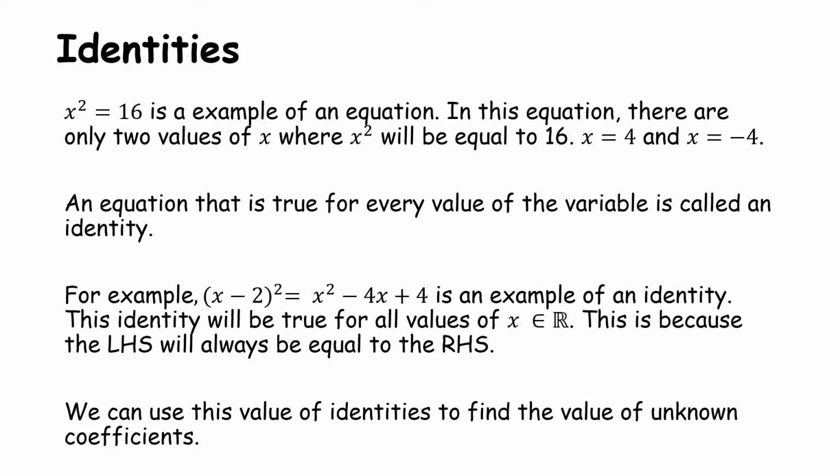If you look at that example there, you'll see that the left hand side is the same as the right hand side. We're going to be able to use the fact that we have an identity, and we know that the left hand side is equal to the right hand side, to solve for unknown coefficients.